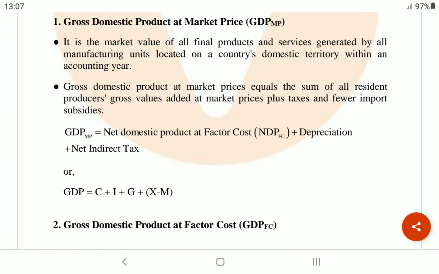Gross domestic product at market price is equal to net domestic product at factor cost, NDPFC, plus depreciation plus net indirect tax, or you can write it as GDP is equal to C plus I plus G plus X minus M.